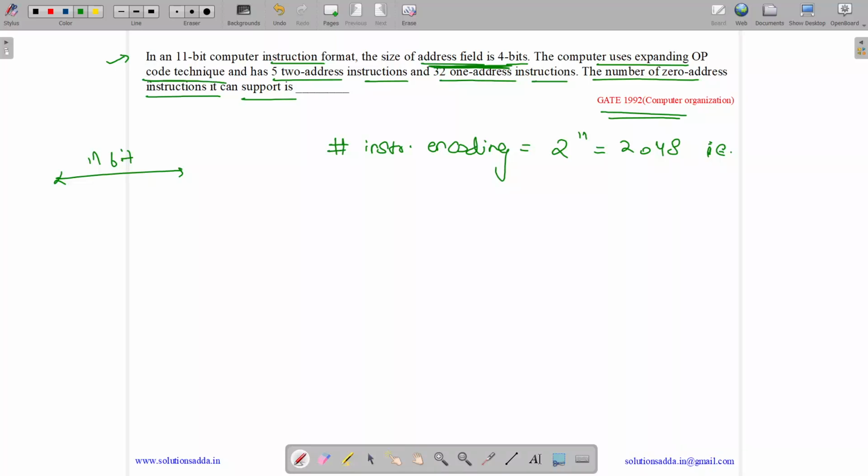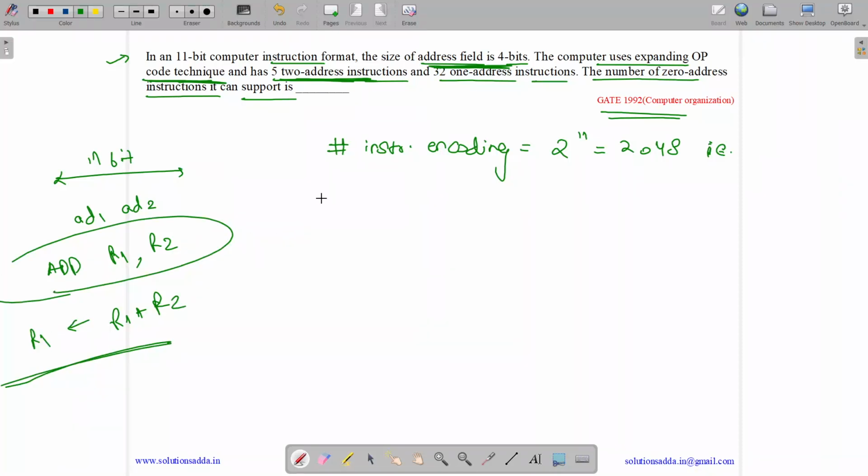Now it is using expanding opcode technique, 5 two address instructions. Two address instruction means we have address 1 and address 2. Let us suppose we have add register R1 to R2. So what it does, it adds R1 and R2 and stores in R1. This is a two address instruction. So how many encodings can be possible? Number of two address instruction encoding. We have 5 two address instructions.